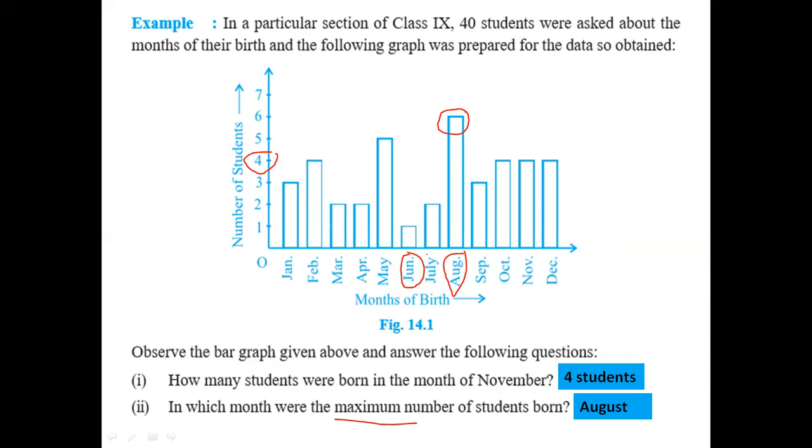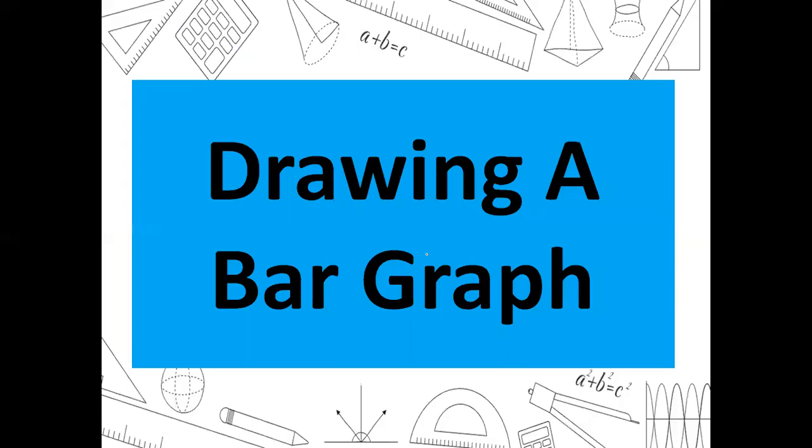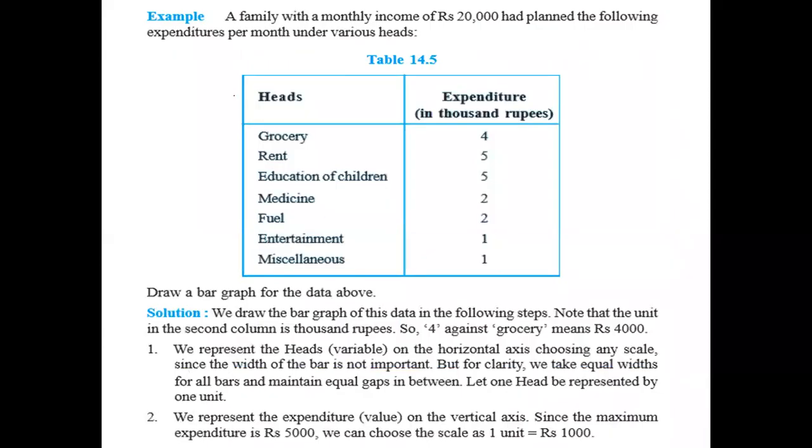Now, because this method is so easy, let us know how to draw a bar graph. We'll understand how to draw a bar graph by an example. We have an example in which a family with a monthly income of 20,000 planned expenditure per month under different heads. We have different heads like groceries and the expenditure in 1,000 rupees. So they have already told that it is in 1,000 rupees. Groceries 4,000, rent 5,000, education of children 5,000, medicine 2,000, fuel 2,000, entertainment 1,000, and miscellaneous 1,000.